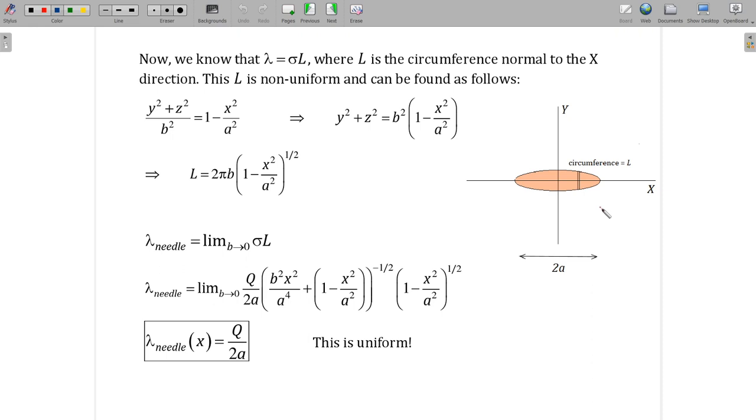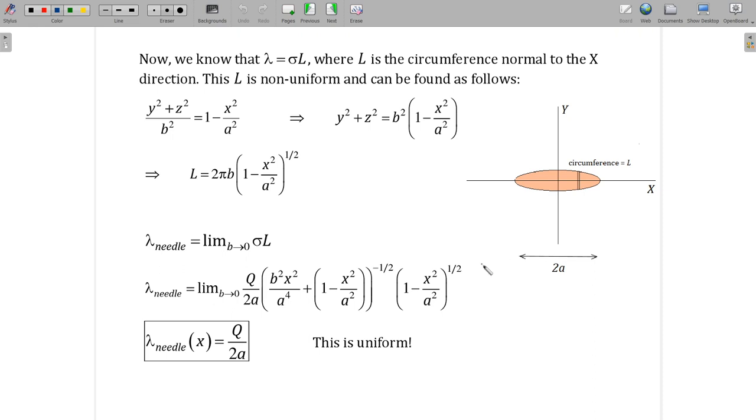So it depends only on x, because it's the charge which is intercepted between two planes cutting the body perpendicular to the x-axis. It's the total charge on that circular strip. So any dependence on y and z doesn't even make any sense at all.